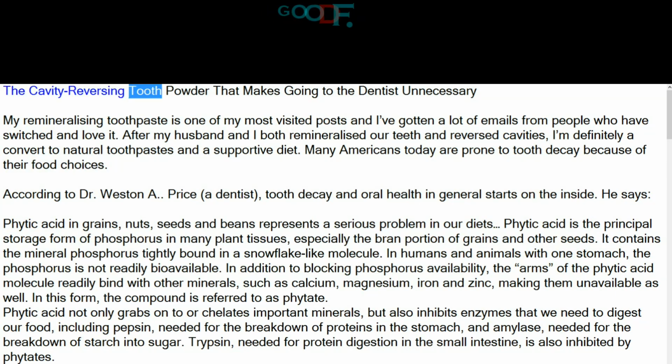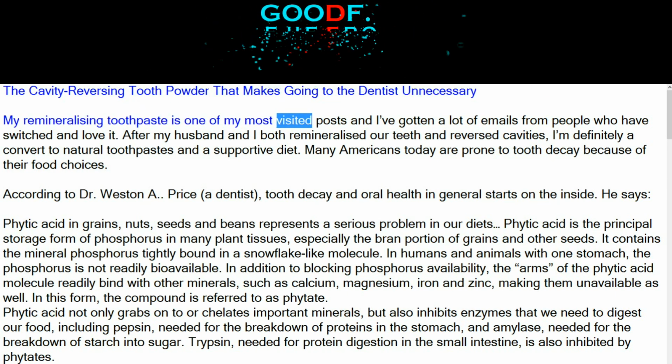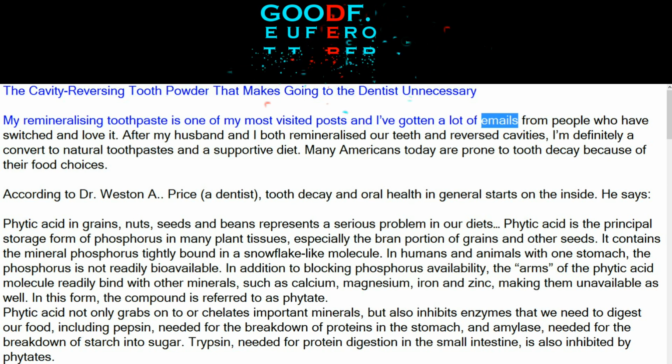The cavity-reversing tooth powder that makes going to the dentist unnecessary. My remineralizing toothpaste is one of my most visited posts, and I've gotten a lot of emails from people who have switched and love it. After my husband and I both remineralized our teeth and reversed cavities, I'm definitely a convert to natural toothpastes and a supportive diet. Many Americans today are prone to tooth decay because of their food choices.